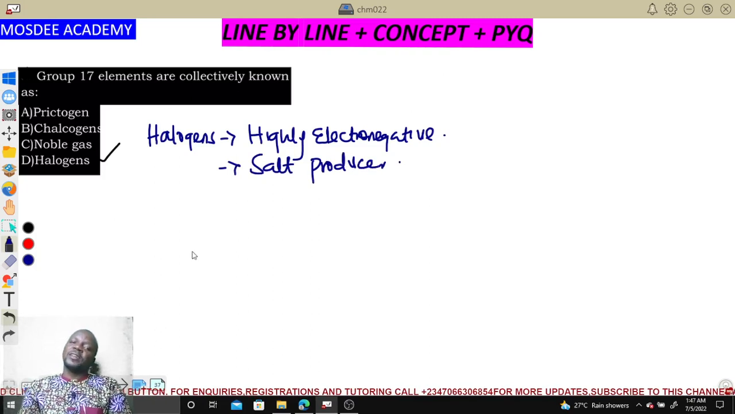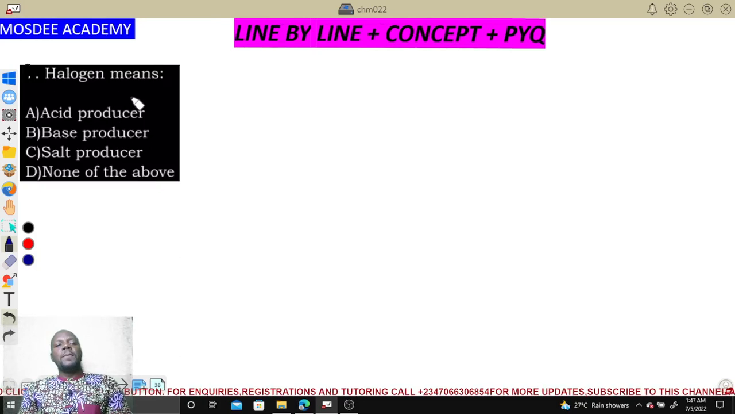The next question, question 3 for today: halogen means dash. Now, as I've talked about just now, you could say halogen means acid producer, salt producer, base producer, whatever producer. This is a direct question. I said they are salt producers. We can actually prove that, because when halogens combine with metal, please be careful about that, they produce what? Salt. You understand that? So that is a simple question. I believe you all can get that.